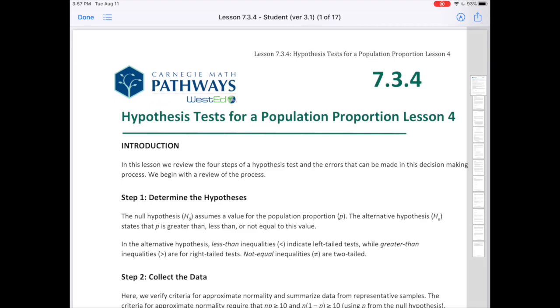Step 1. Determine the hypothesis. The null hypothesis, which we write as H with a little 0, assumes a value for the population proportion p. The alternative hypothesis, H sub A, states that p is greater than, less than, or not equal to this value. In the alternative hypothesis, less than inequalities indicate left-tailed tests, while greater than inequalities are for right-tailed tests. Not equal inequalities are two-tailed.